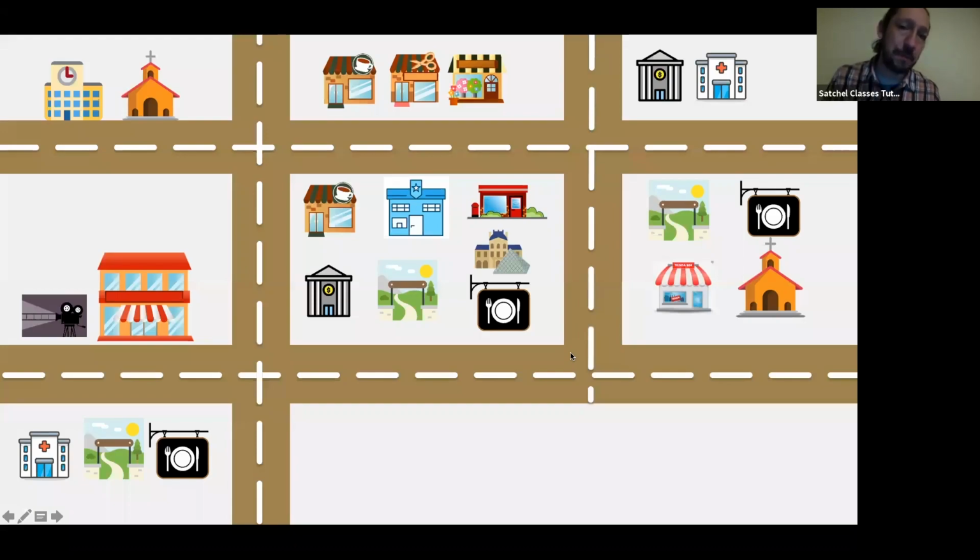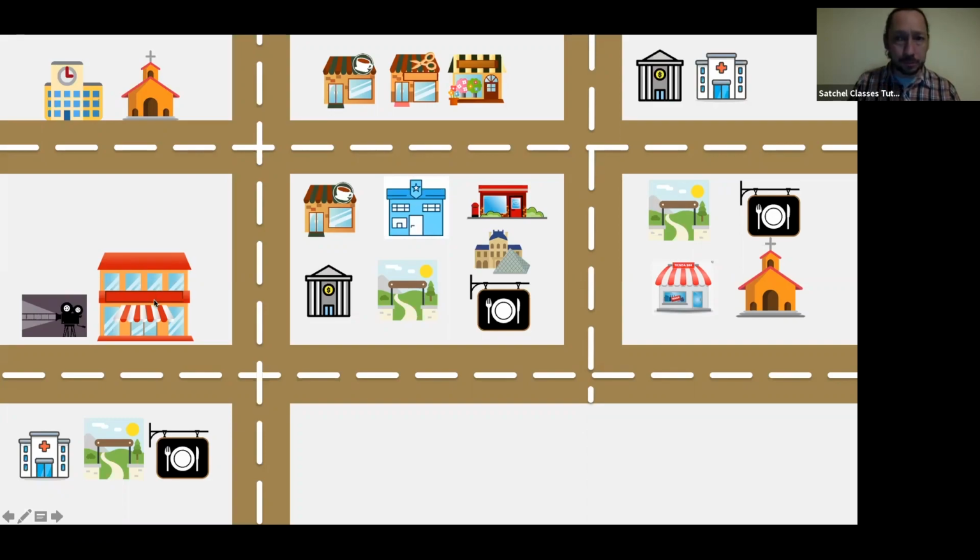We have a map of my small city. And as you can see, I have different places. Let's try and remember what they are. Hospital. I'm going to go from the top left across. Hospital. Iglesia. Cafetería. Peluquería. Floristería. Banco. Hospital, again. Cine.